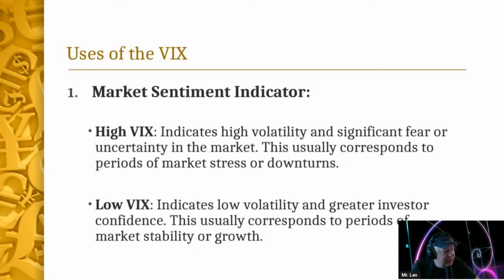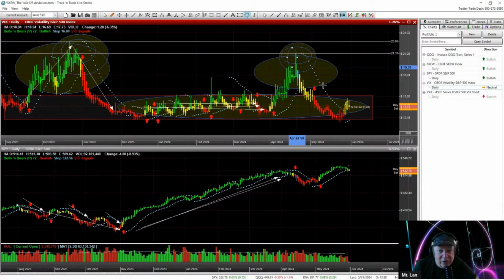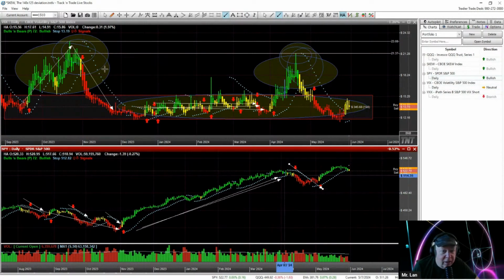A high VIX indicates high volatility and significant fear or uncertainty in the market. This usually corresponds to periods of market stress or downturns. All right, so let's go back and look at our chart again. So a high VIX, stress or downturn. So we got a high VIX. This is where they're saying that we generally get a fall in the market. So that's where you get this big fall, and then a high VIX, a big fall. Okay, so that corresponds quite well with what we're seeing in our chart, right?